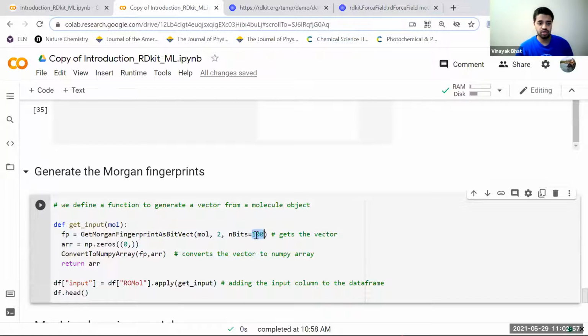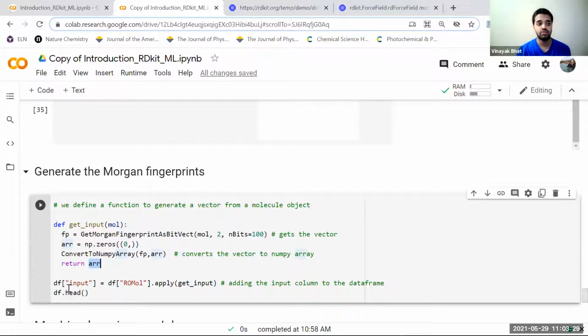well-defined representation. For this case, we'll just use 100 bits, and there's something called radius, which is how large you want the radius to be. Over here we'll use 2, and because this is a vector, we need to convert it into an array. So we use this convert to NumPy array function, and that will give us an array back. And this is the array that we will use as the input.